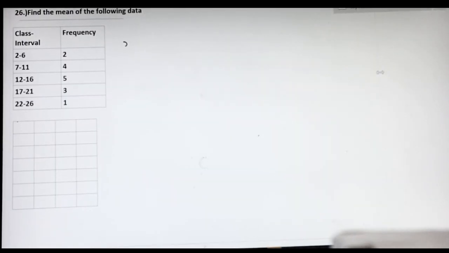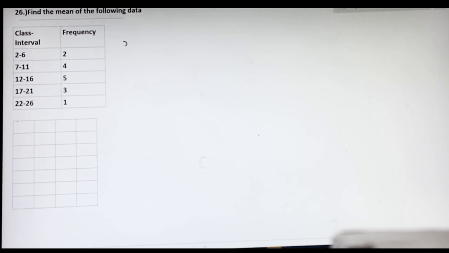Okay. So 26th question, find the mean of the following data. They have given the table which has class interval, frequency. Class interval 2 to 6 has frequency 2, 7 to 11 has frequency 4, 12 to 16 has frequency 5, 17 to 21 has frequency 3, and 22 to 26 has frequency 1.